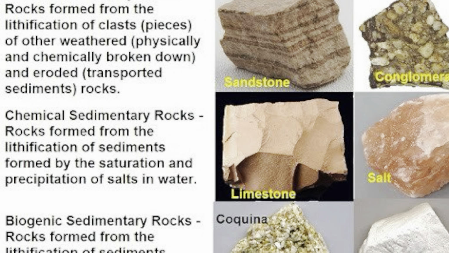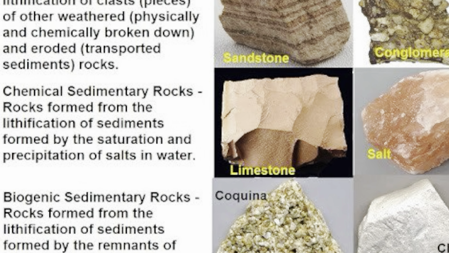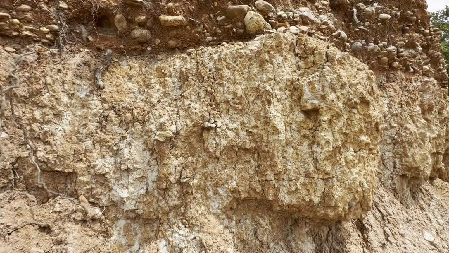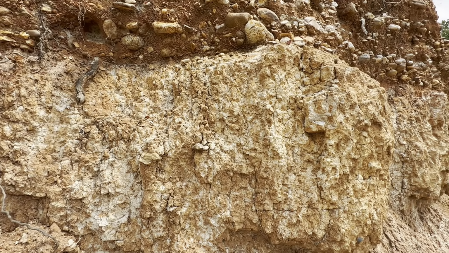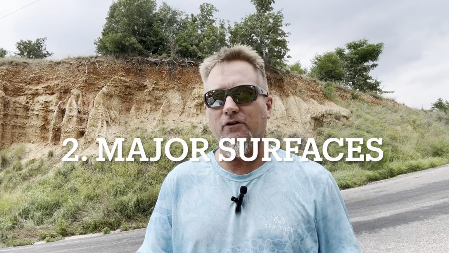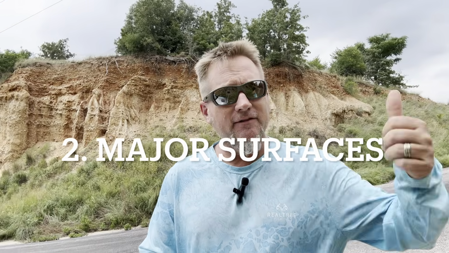We also need to decide whether it's a clastic sedimentary rock, a chemical sedimentary rock, or a biogenic one. Now, this one's clastic because it's made out of smaller rock fragments and chunks of other debris, not skeletal remains of invertebrates or chemical precipitates. The next thing you're going to look at is major surfaces in the rock. So let's take a look at this outcrop and see if we see any major surfaces.